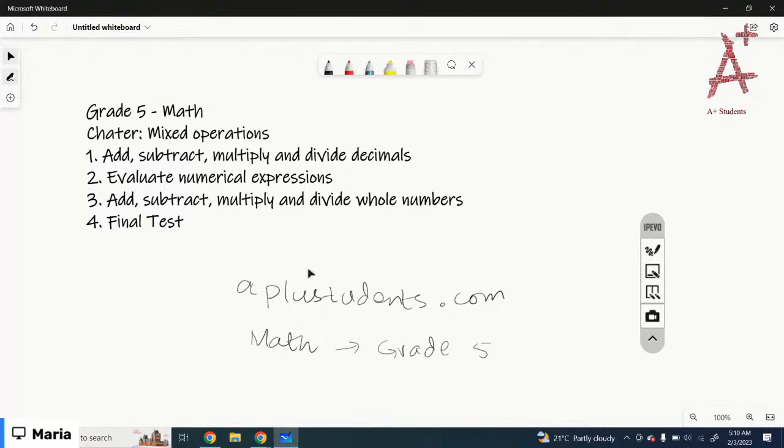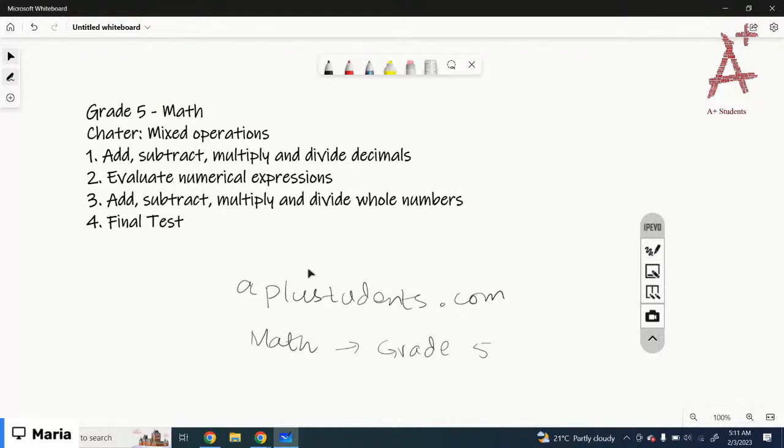So we're going to start with grade 5 maths. You can find all the lessons on aplusstudents.com. You have to log in there using your email address and the password provided by the administrator. Then you have to select math from the subject tab and scroll down to grade 5 maths. There you can find a list of the chapters.